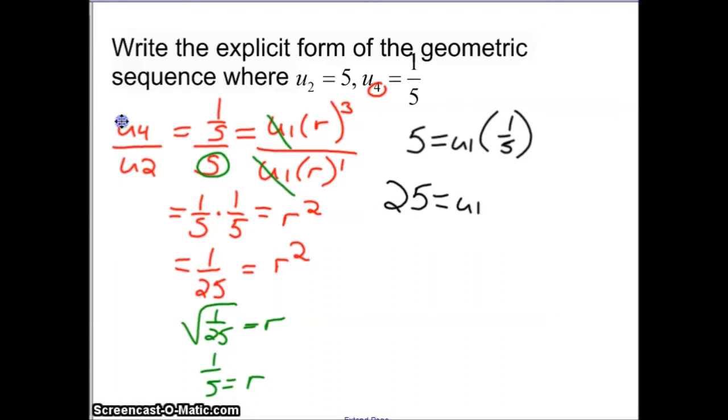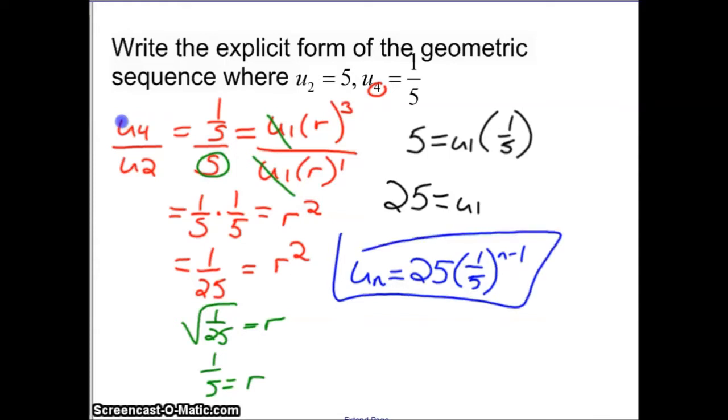Okay. Now I have everything that I need. U sub n is equal to 25 times 1/5 to the power of n minus 1. That is the formula.